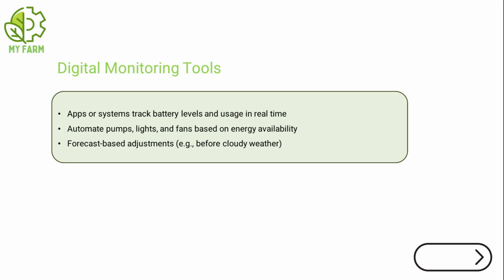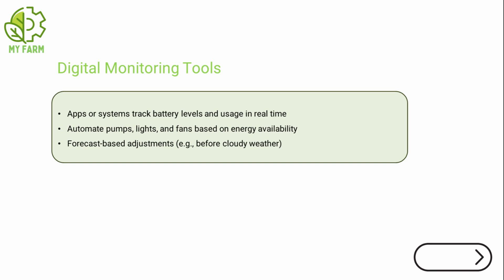Digital monitoring tools give farms the ability to track and manage energy in real time, transforming the way renewable systems are used. Through a combination of sensors, smart meters, and software dashboards, farmers can see exactly how much energy is being produced, stored, and consumed at any given moment. These tools provide valuable insights that help optimize performance and prevent energy waste.